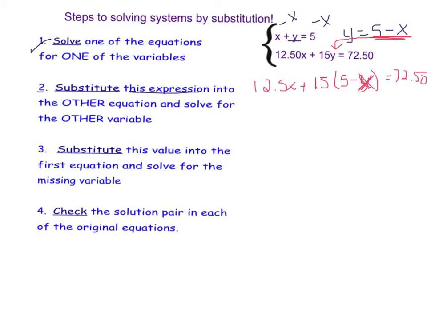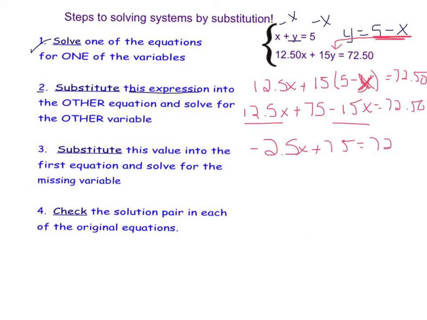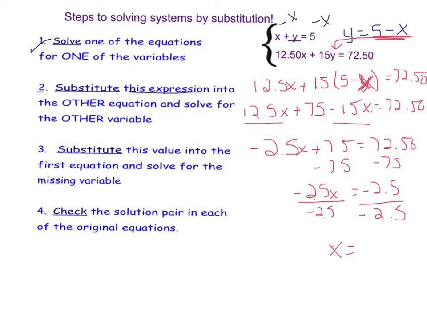From here it is just solving an equation for x. So first I have to do the distributive property. So 12.5x plus 75 minus 15x equals 72.50. I can combine my like terms. So negative 2.5x plus 75 equals 72.50. I am going to subtract my 75. It's negative 2.5x equals negative 2.5, and divide. So now I can see that x equals 1.